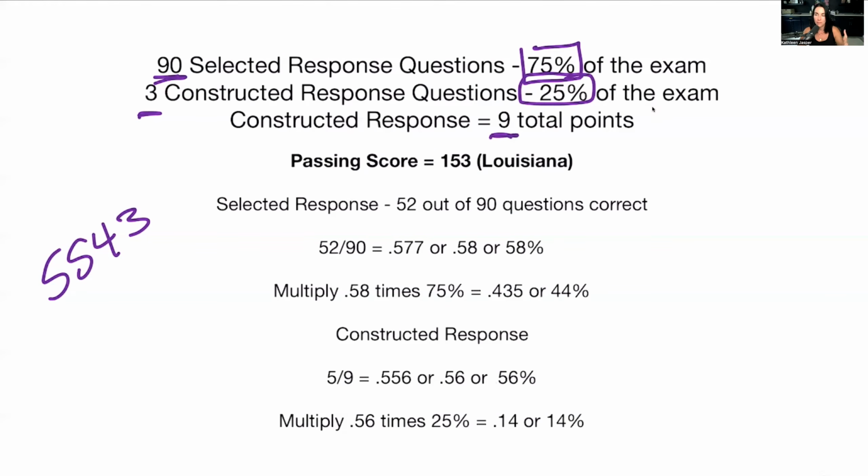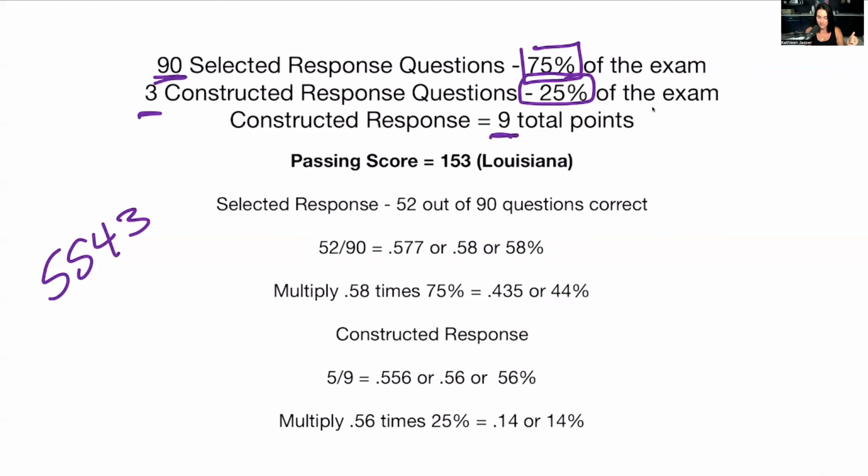Well, how is that? Well, if you go to the study companion and you go to the constructed response section, you will see that the highest possible score you can get on each constructed response is a 3. You can get a 0, a 1, a 2, or a 3. So 3 times 3 is 9, which means there are 9 total points up for grabs for the constructed response. So that's important when we need to know our total to figure out our percentage, okay?